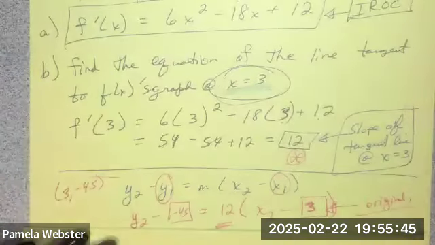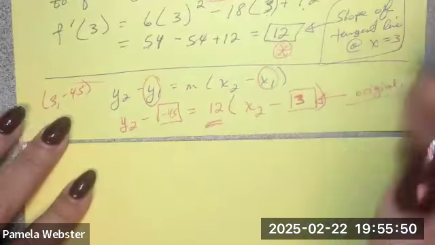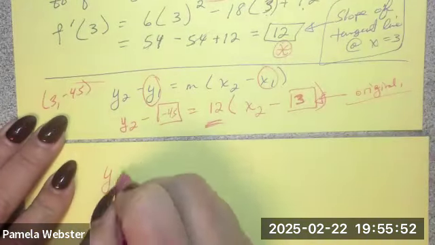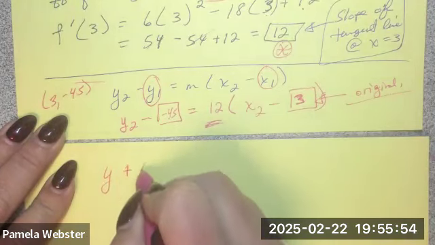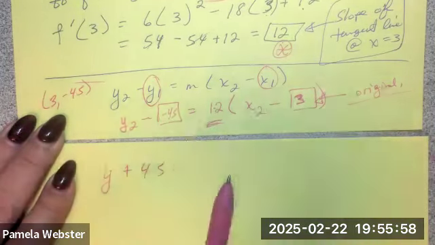Okay, so here we go. All we have to do now is solve for y, right? Let's clean this up a little bit and make it look pretty. y minus a minus is a plus, so y plus 45 equals, and I'm going to distribute this through.